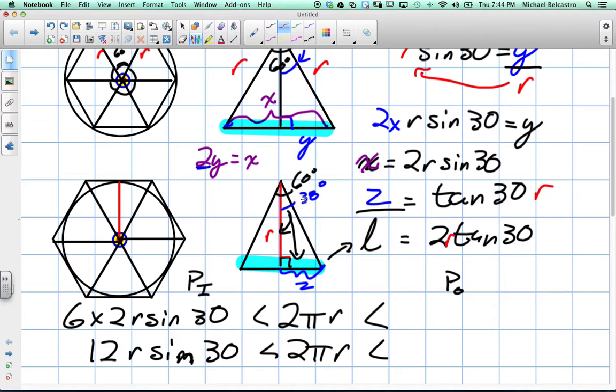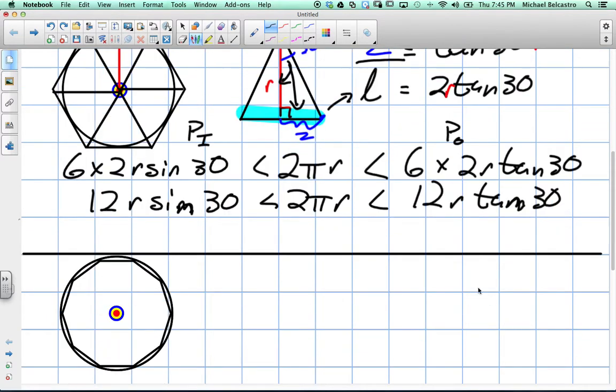Okay. And same idea, because in order to find the perimeter of the object, we have to add all 6 sides. We can multiply it by 6. So we have 6 times 2R tan 30, which gives us 12R tan 30. So how is this going to help us essentially prove pi? Well, what we can do is we can reduce everything. I'm going to have to move a couple things over.